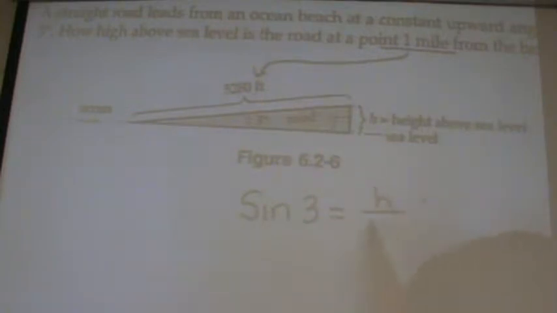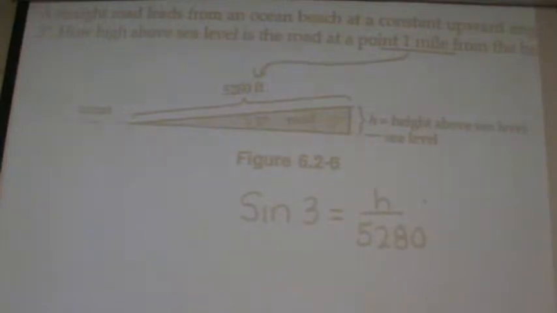1 mile is 5,280 feet from the beach. So we want to know this height right here. Knowing that this is 3 degrees, what's the height above sea level? So from here to here. What trig ratio will you use knowing that this is 3 degrees? You're trying to find this side, and you know that the hypotenuse is 5,280. What trig ratio are you going to use? Sine. Tell me what to write. Sine 3 equals h. Sine of 3 degrees is the height over the hypotenuse.